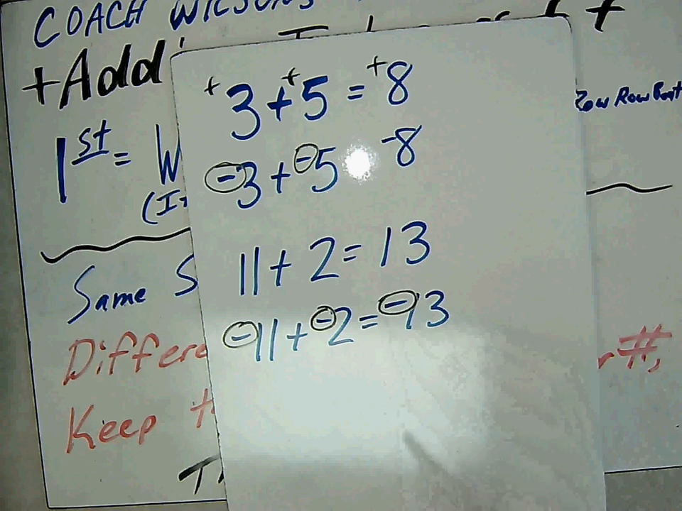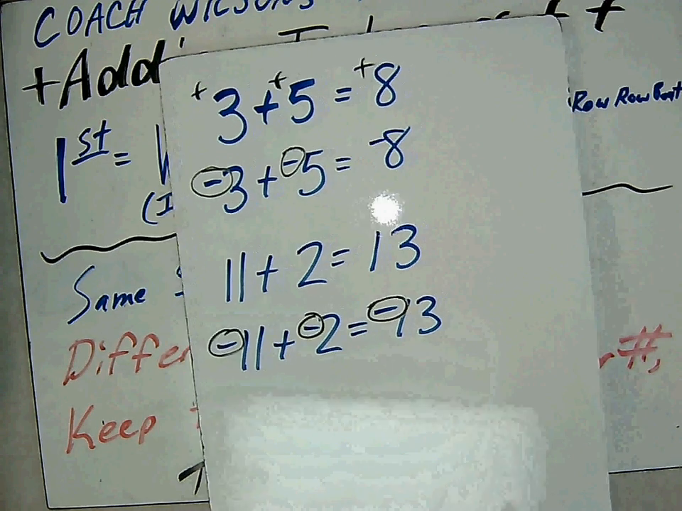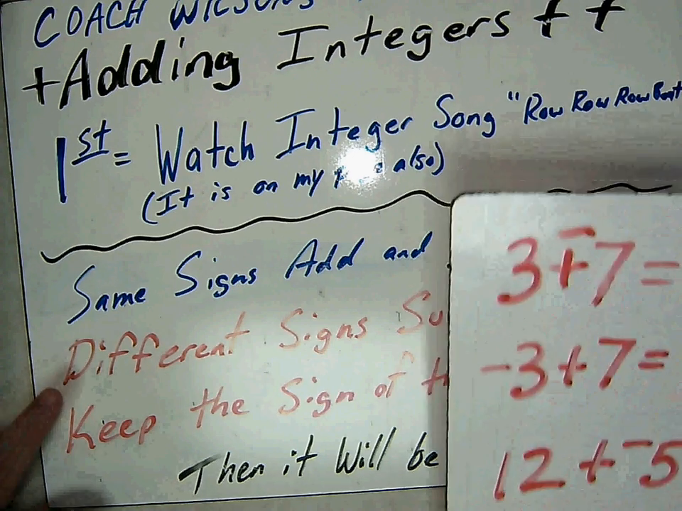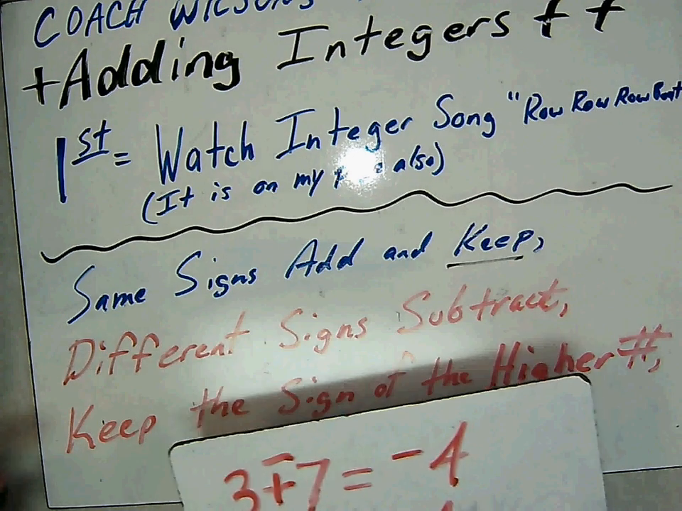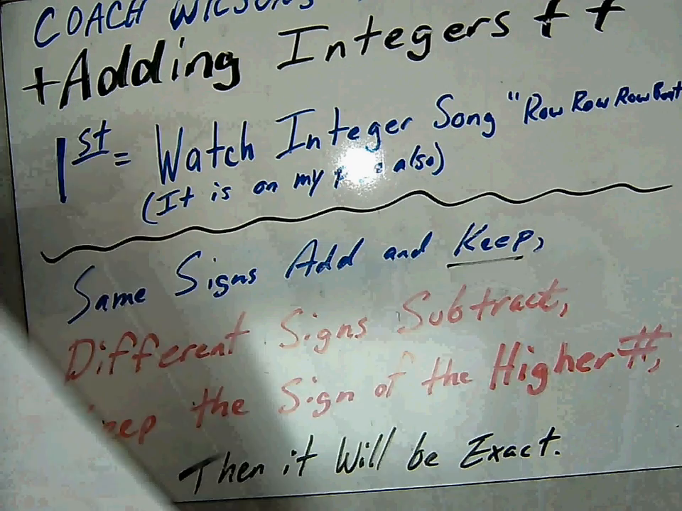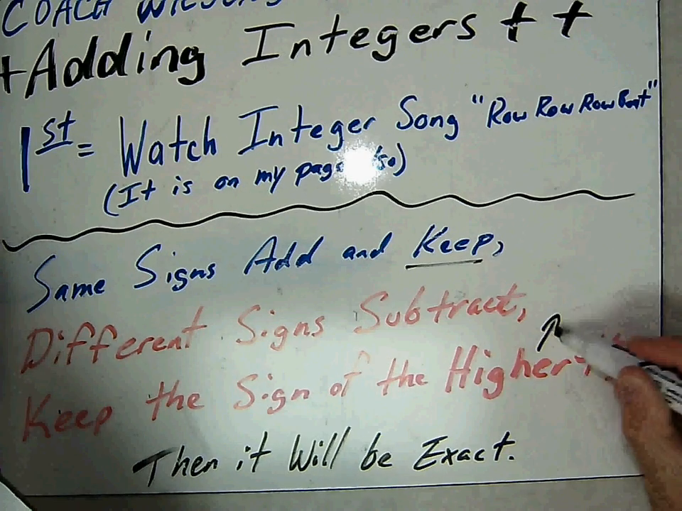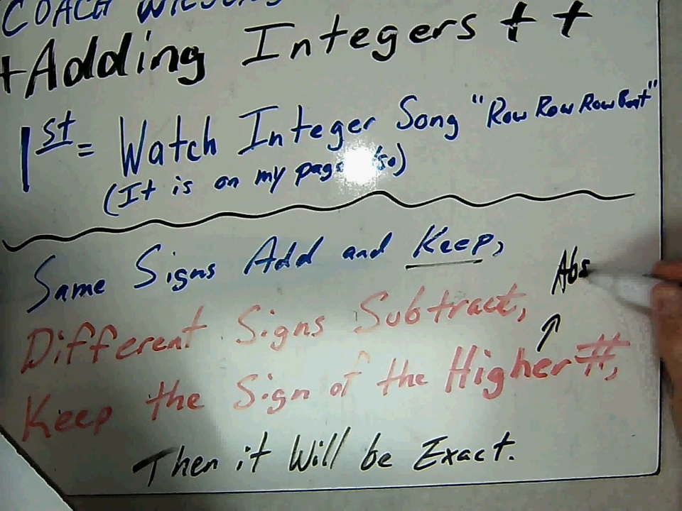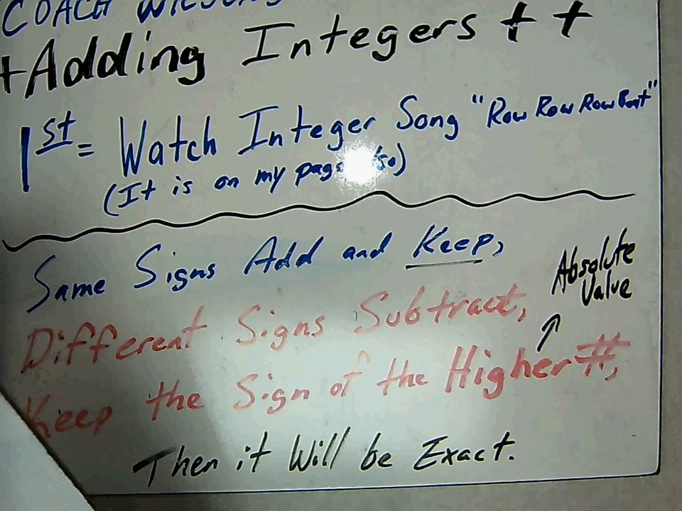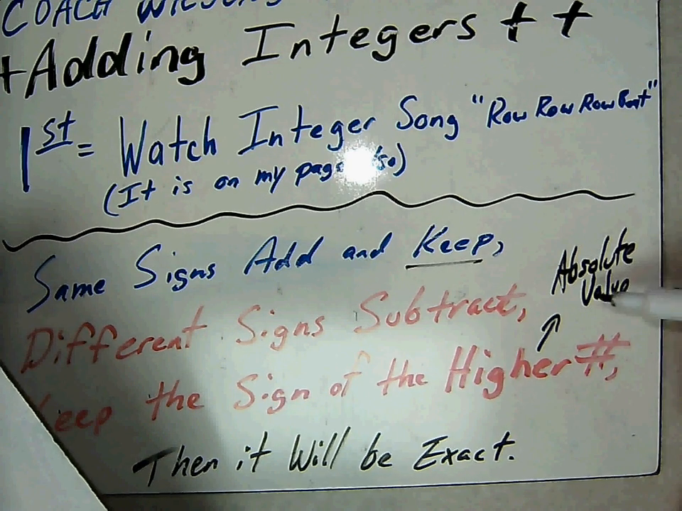Okay, easy enough. Alright, now the more difficult one, or the one that kids have more trouble with, is the different signs, subtract, keep the sign of the higher number. Okay, and the higher number, we mean the higher absolute value. So the one that is further from 0. Not the one that's biggest, the one that's further away from the 0 on the number line.